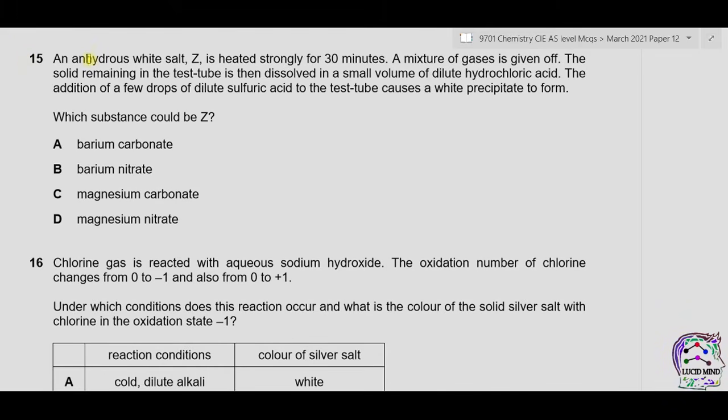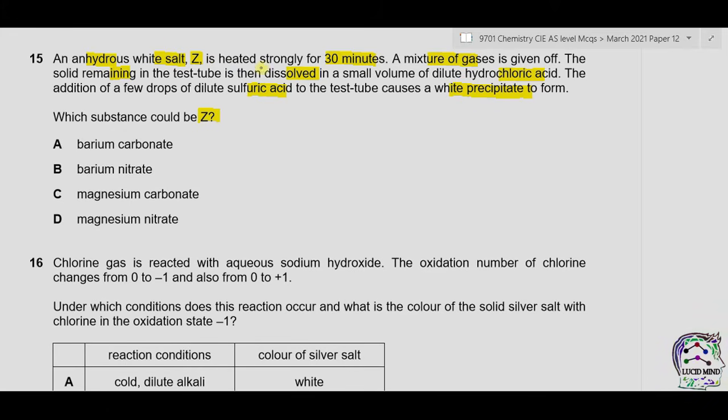Question 15. An anhydrous white salt Z is heated strongly for 30 minutes. A mixture of gases is given off. The solid remaining in the test tube is then dissolved in a small volume of dilute hydrochloric acid. The addition of a few drops of dilute sulfuric acid to the test tube causes a white precipitate to form. Which substance could be Z?